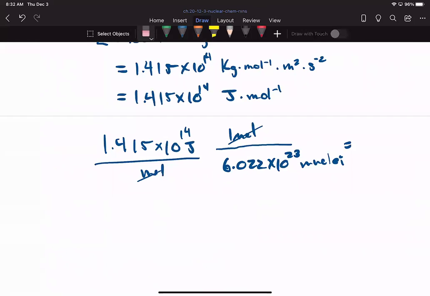All right, so let's do this calculation here. 1.415 times 10 to the 14 divided by 6.022 times 10 to the 23.